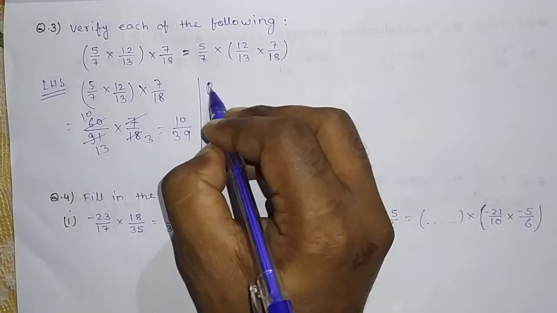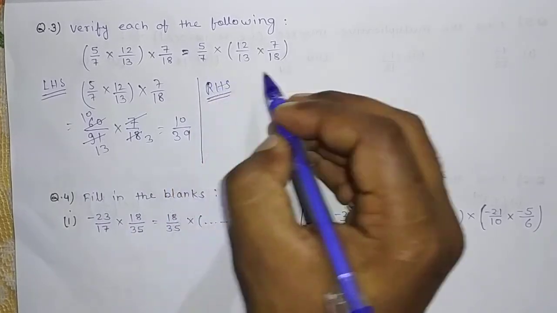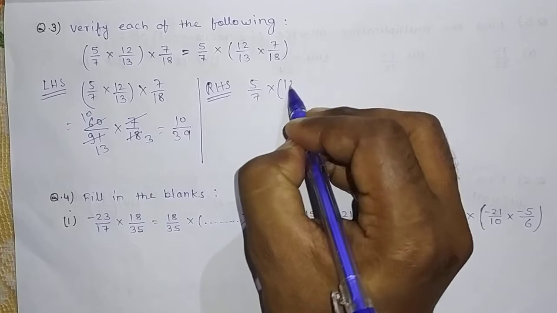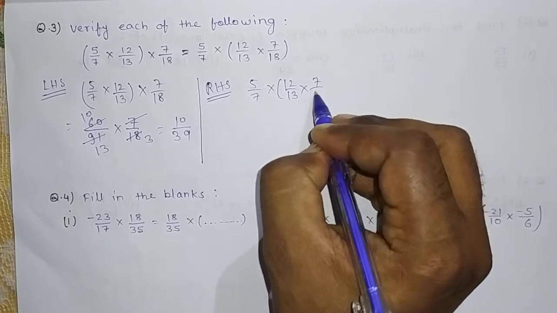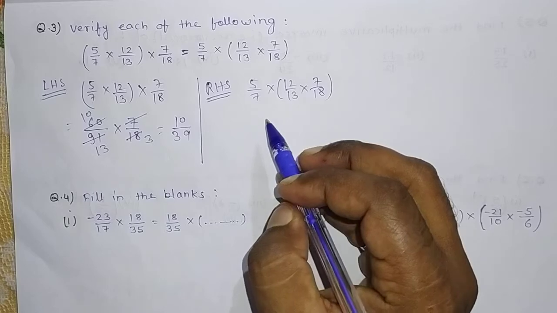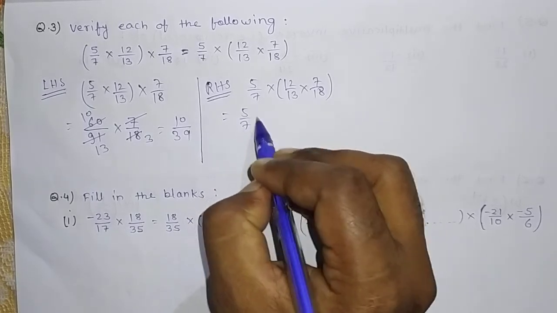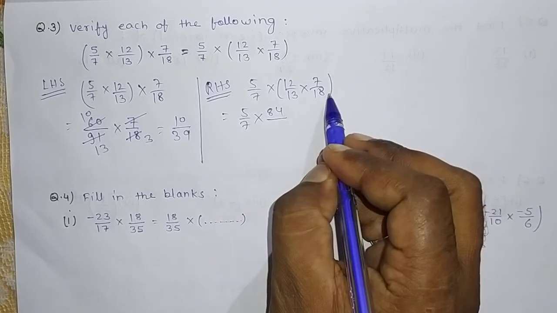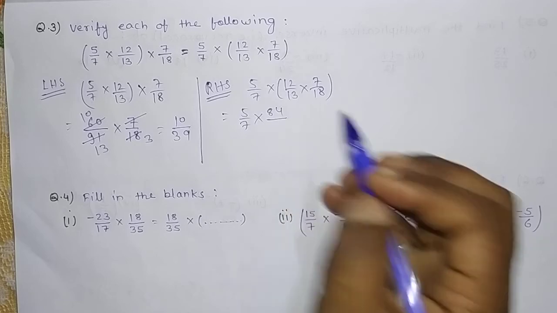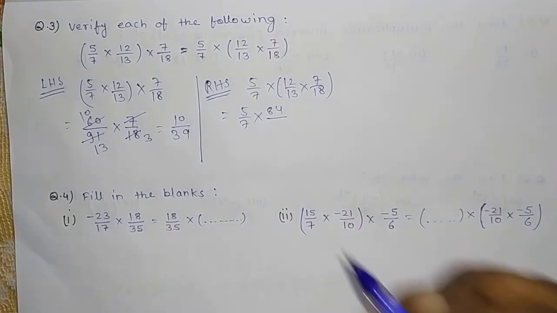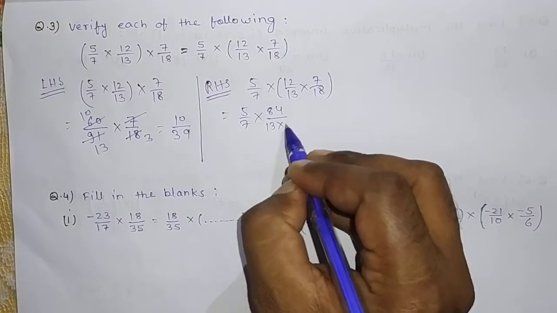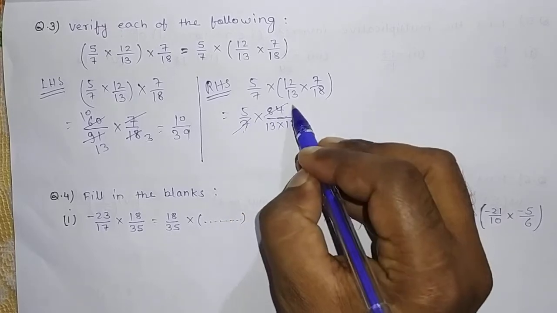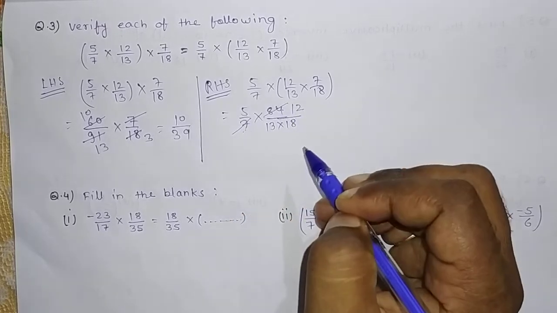Similarly, we have to take RHS here and write it. This is RHS part. So 5 by 7 multiply by 12 upon 13, 7 upon 18. Now solve it. 5 by 7 multiply by 12 7 ja 84, 13 into 18. Now this is 13 into 18, 7 and 84. It will be cancelled out. So 7 1s are 7, carry 1, 14, 7 2s are 14.